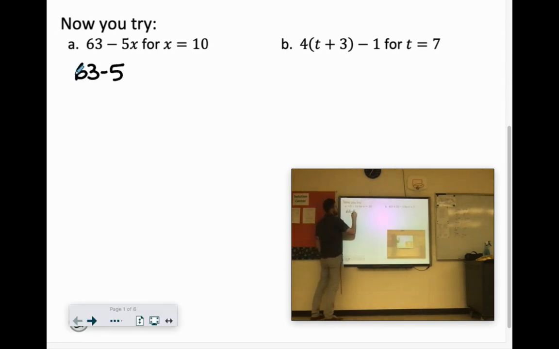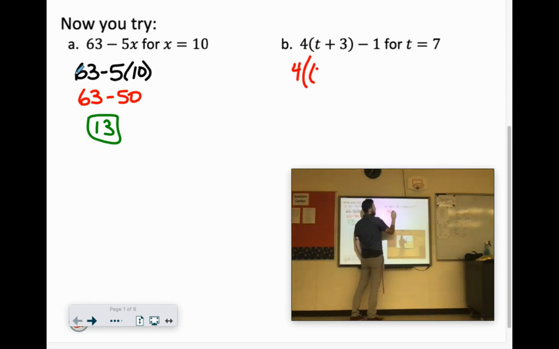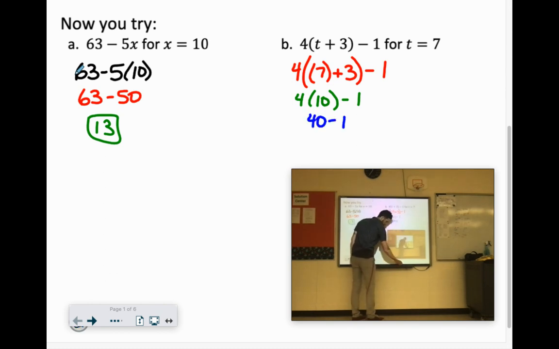63 minus 5 times 10. 5 times 10 is 50. 63 minus 50 is 13. Over here, t is 7. Now here, parentheses wouldn't be super essential. In the parentheses, we have 7 plus 3 is 10. 4 times 10 is 40. Minus 1 is 39.